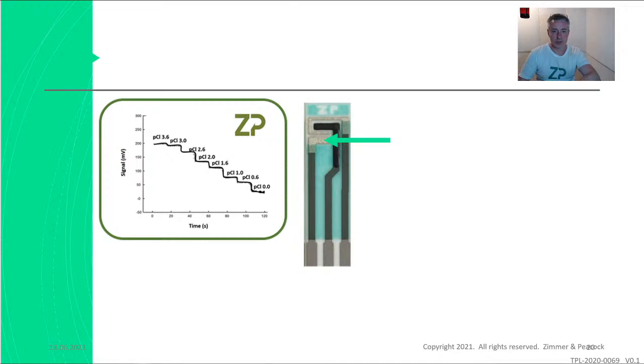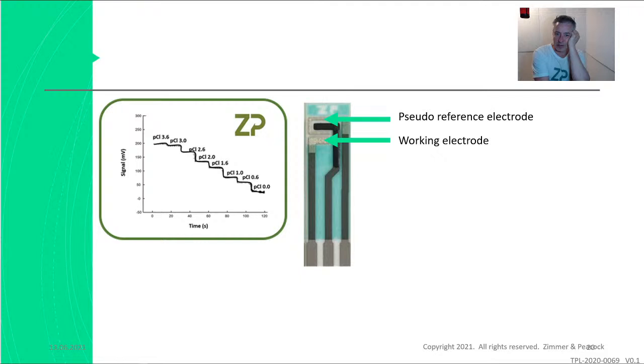We're measuring the voltage between two electrodes. Now it's quite unusual for us at Zimmer Peacock. We always make the working electrode the center electrode. In this case, we've actually moved it to be this pad here. So that is unusual for us. So this sensor has a pseudo reference electrode and a working electrode.